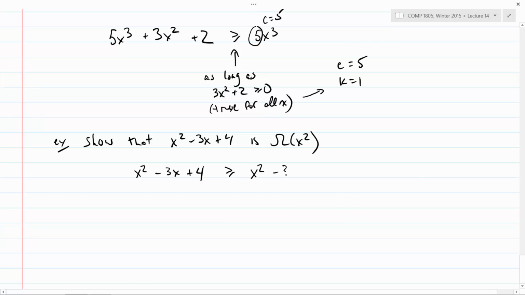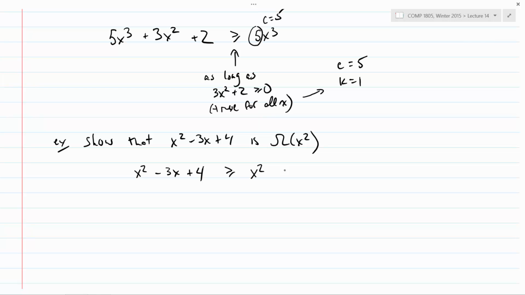X squared minus 3x squared. And leave off the 4, you mean? Right, so if you do this, that's equal to minus 2x squared, which would make our constant negative, which isn't allowed. So this relies on a trick we haven't seen yet. And I'll show it to you now.